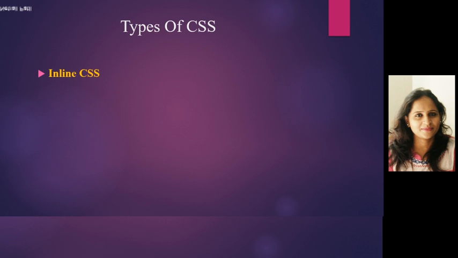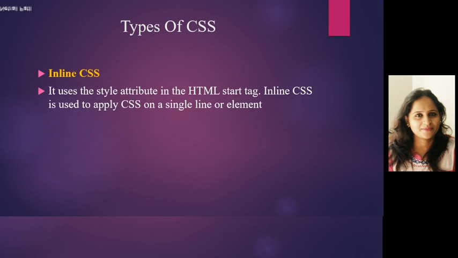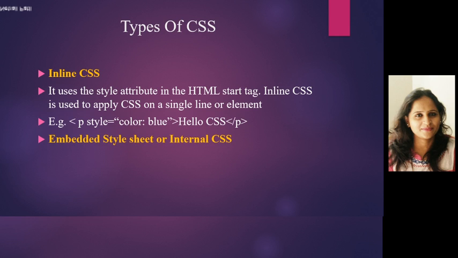Next, there are different types of CSS. First one is inline CSS. It uses the style attribute in the HTML start tag. Inline CSS is used to apply CSS on a single line or element. For example, p is paragraph, p style equals color blue, Hello CSS, closing of p, means Hello CSS is affected with color blue. Okay. Second one is embedded style sheet or internal CSS. And third one is external CSS.